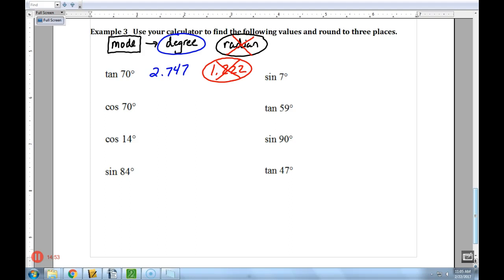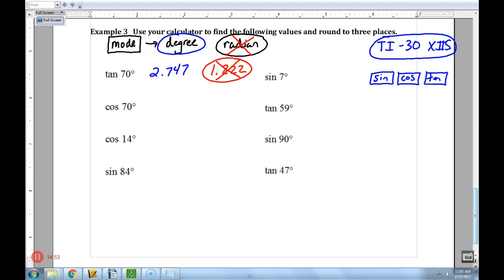Now, one other thing on calculators. My calculator that I issued to you guys is the TI-30X IIS. If you're using this one, these are the ones I issued this year. These ones are nice because you should have a sine, a cosine, and a tangent key right on the calculator. All right, it should be right on there.